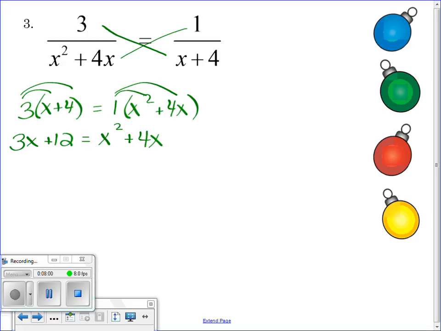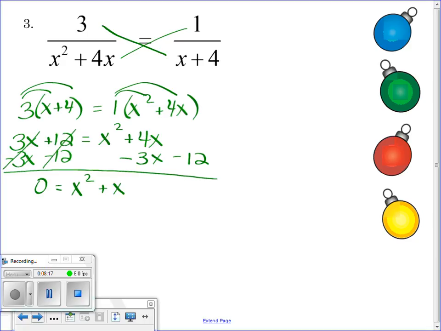How do I solve this? Good. Set equal to 0 because you have the x squared in there. So I have to subtract 3x. I'm going to have to subtract 12. So 0 equals x squared plus x minus 12. Now what? Do I have to factor this? How's it factor? Good. Plus and minus.